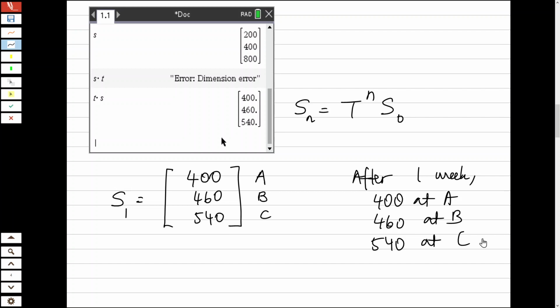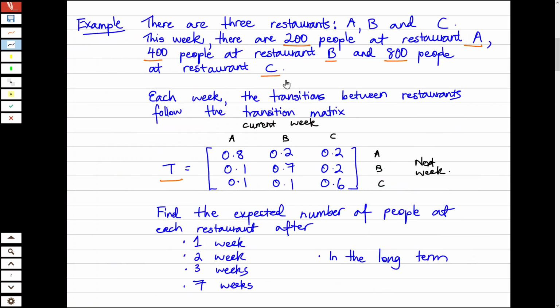So we did most of this yesterday. The only thing that's new is this formula. I'm just thinking maybe it's not such a good idea to do all four. I think we'll be here for a while. So why don't we just do 7 weeks and the long term.